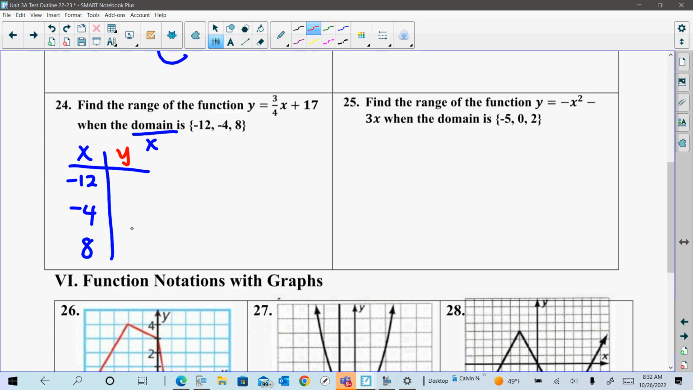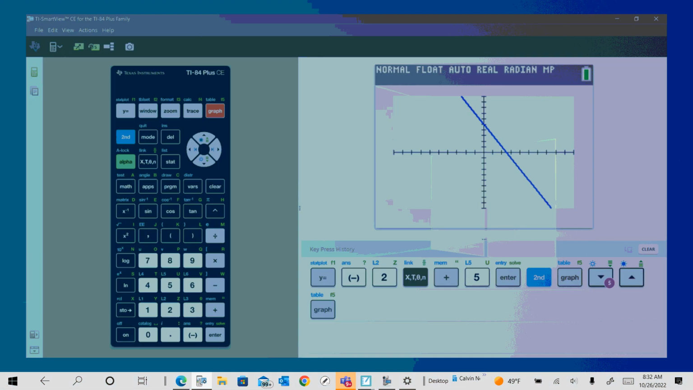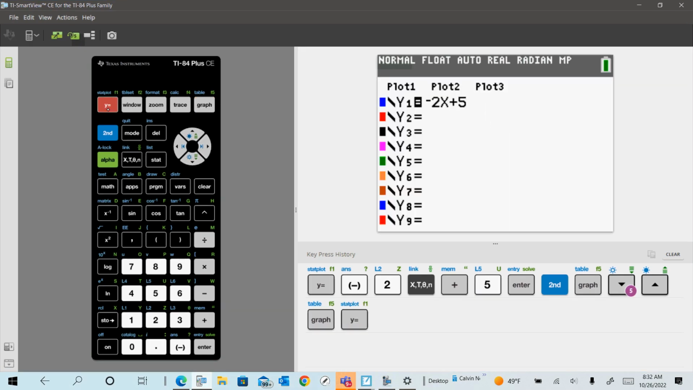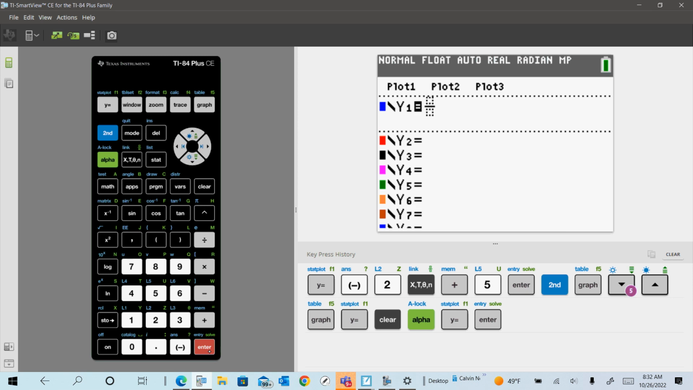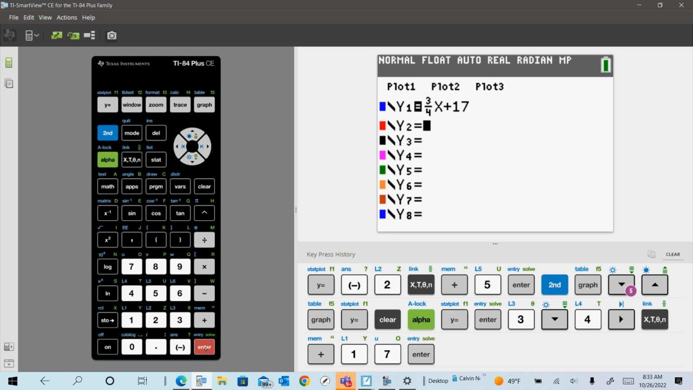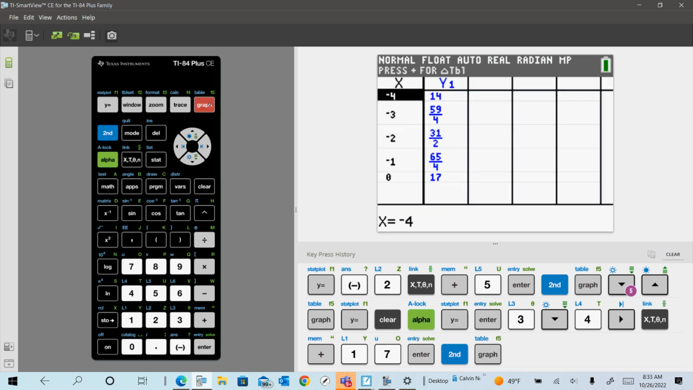So yes, you can use your calculator. When you get a new equation or function, you need to clear out the old one. To put it in as a fraction, you need to have alpha y equals. Enter, you get your fraction box. 3 goes on top, 4 goes on the bottom, and then you have to remember to arrow to the right to get your variable. So we can plug in the x, and then plus 17 and hit enter and go second graph.